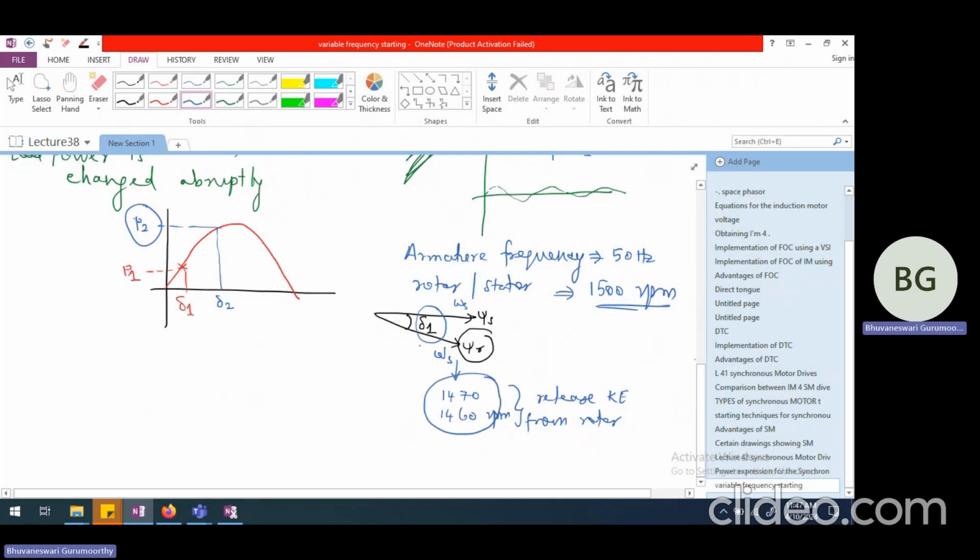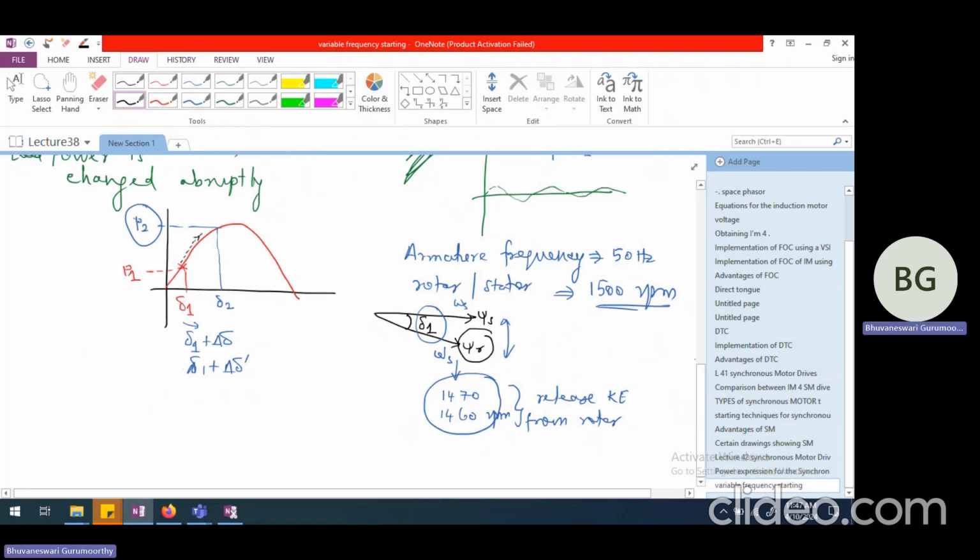Because there is less speed in the rotor, the lag between stator flux and rotor flux, or the stator revolving magnetic field and the actual rotor, is going to increase. So from delta 1, it is going to become delta 1 plus some delta, and then delta 1 plus delta dash, and so on. So the angle is going to increase slowly, and slowly the power being generated is increasing.